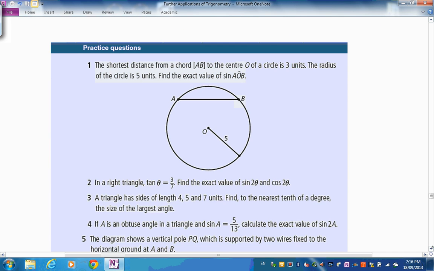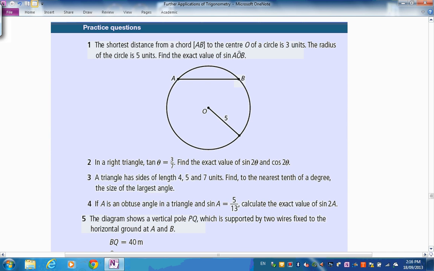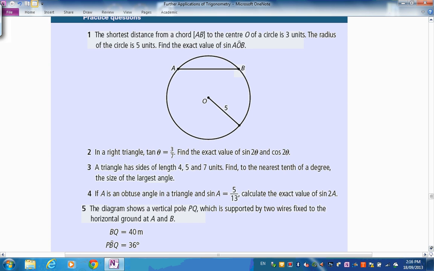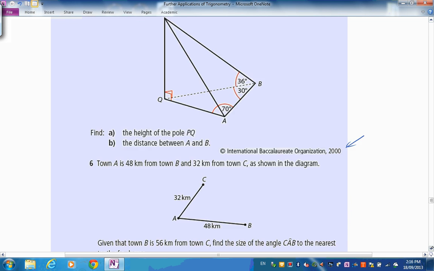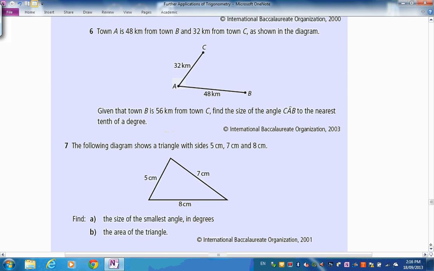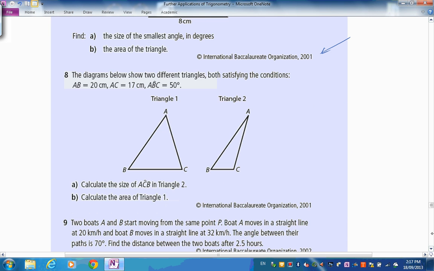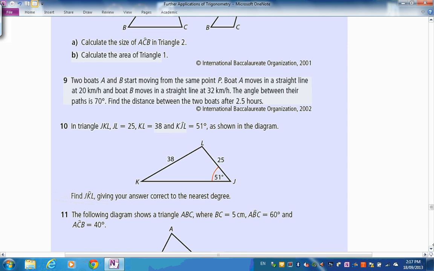Let's have a look at Pearson's summary of this chapter then, of trigonometry. So here are the first 5 questions, practice questions on the whole chapter. Question 5 there, one of the old exam questions. Okay, let's look at question 6. Question 7, again an old exam question. Question 8. Question 9 and 10.